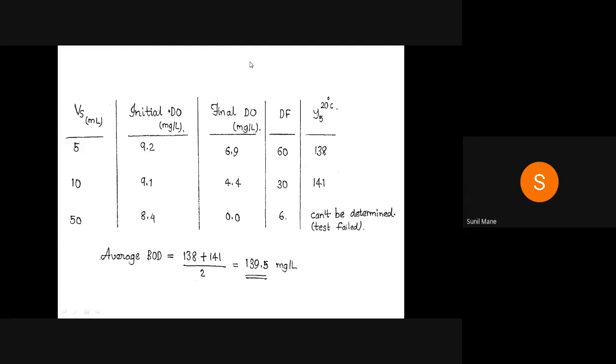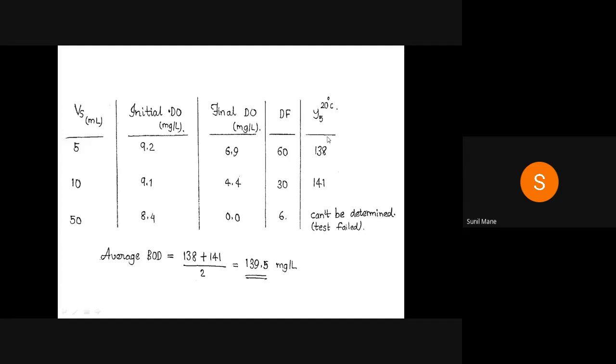In this case we can observe these are the results. This is the first result, second result. Because the third result is failed, we are going to take the average of two. Averaging the first and second results, the actual average BOD of that sewage is 139.5. That is the case.